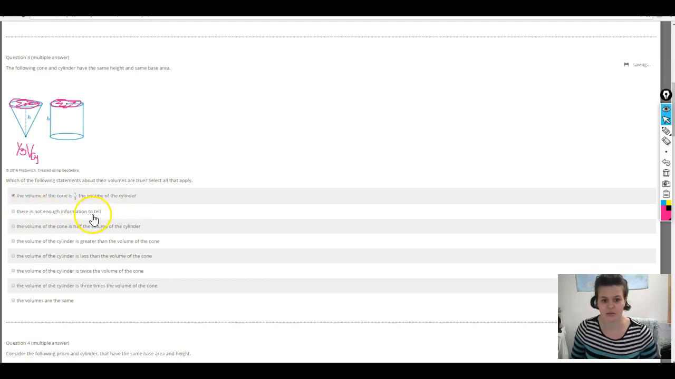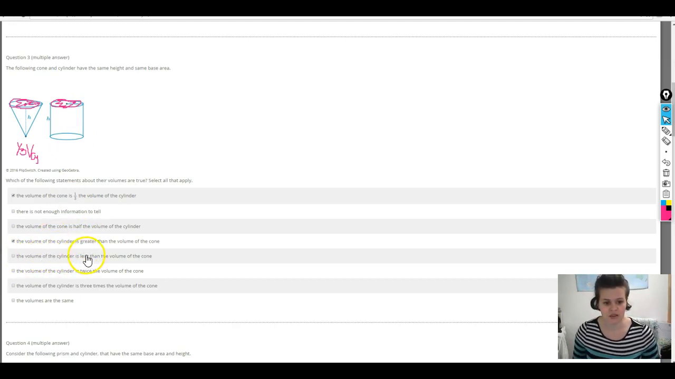There's not enough information to tell. No, the volume of the cone is half the volume of the cylinder. No, it's 1/3. The volume of the cylinder is greater than the volume of the cone. Yes, because the cone is 1/3 of the cylinder. That means your cylinder is going to be larger.